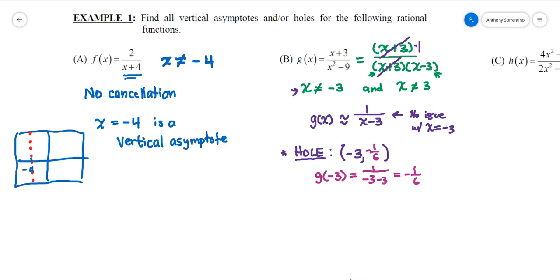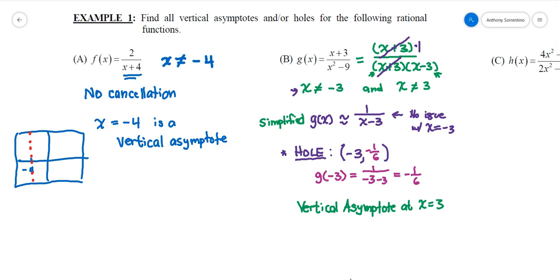Whereas, since x equals 3 is still an issue in the simplified form, that indicates that it is a vertical asymptote. So I have a vertical asymptote at x equals positive 3. And that's how I make the determination.